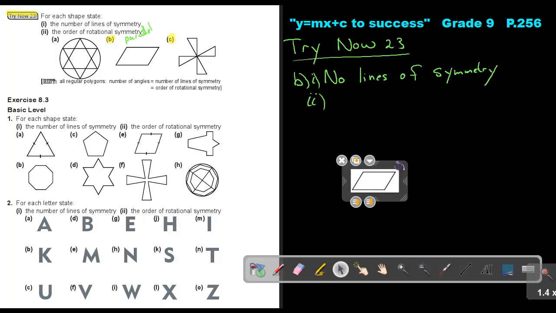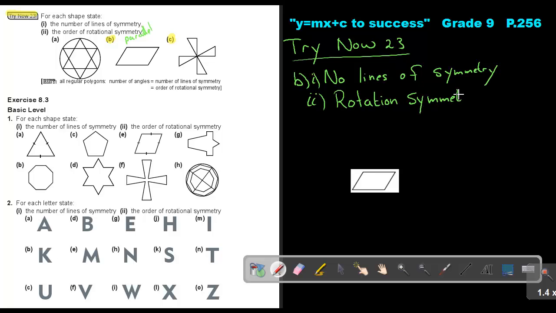So basically, there I'm at the normal. So it was fitting once and then at 180. So we say it's rotational symmetry. And then we say order, and the order will be 2. Okay, so this will be the answer. Then if I look at number C.